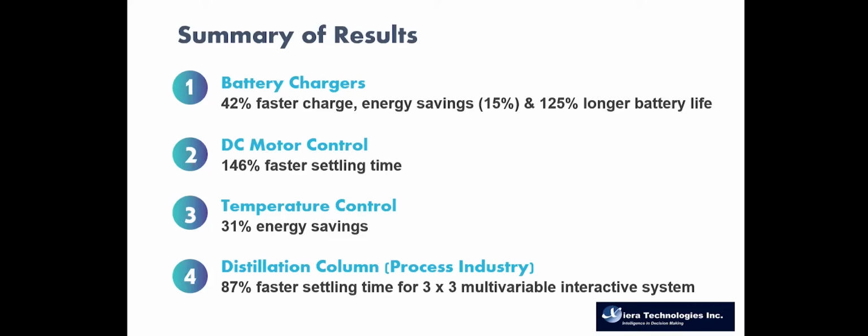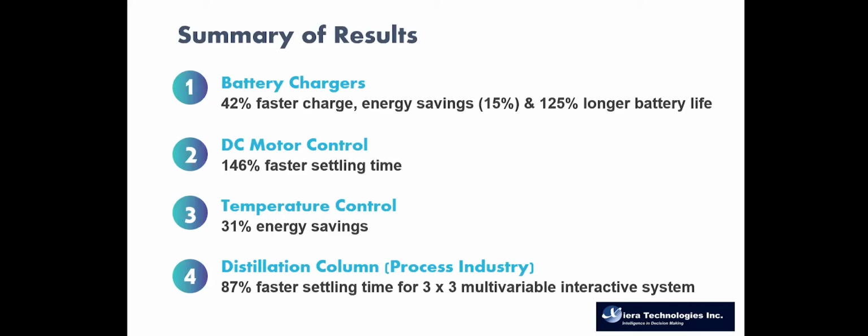And when we tested this in this distillation column application, the first test we did was a 2x2 system. In the 2x2 system, the settling time for disturbances was faster by about, I think, 52% or so. But then when we went to the 3x3, it was 87% faster compared to the PID.